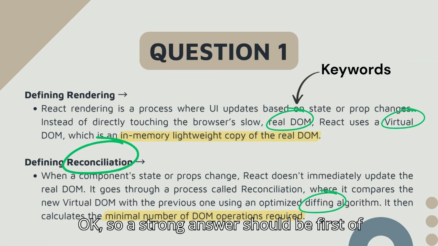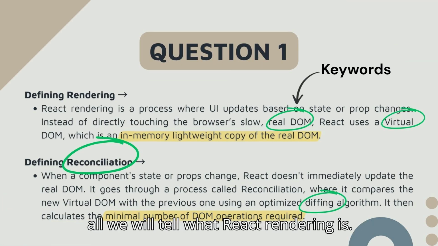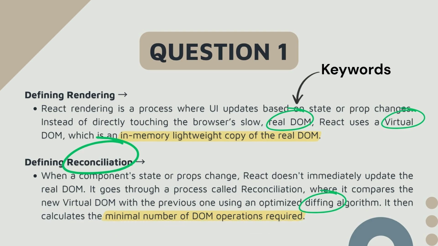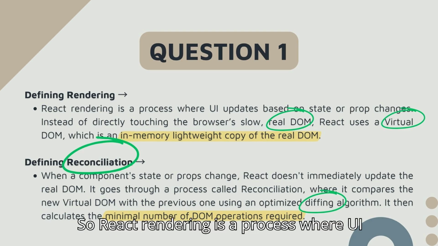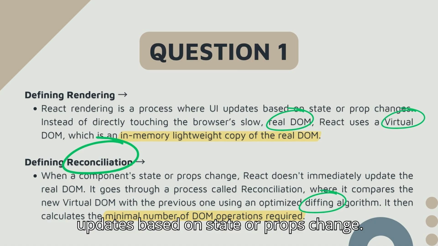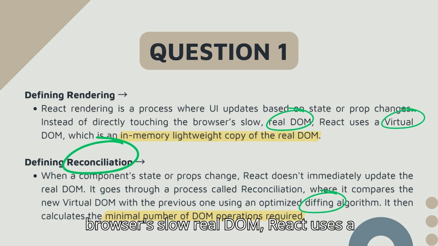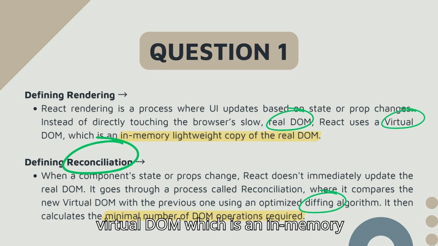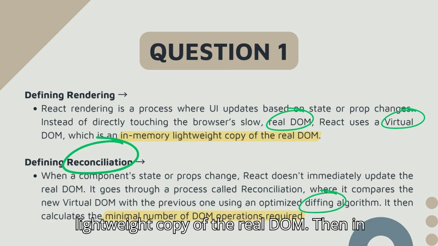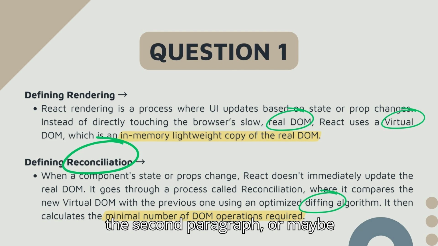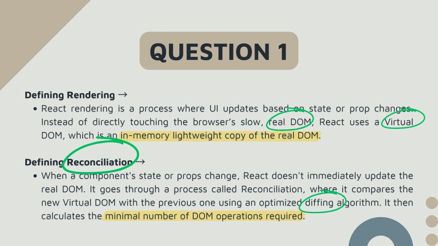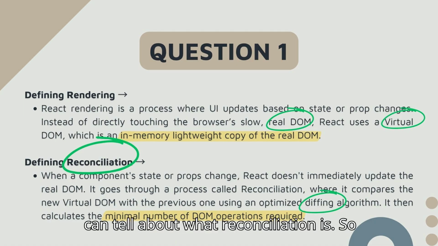Okay, so a strong answer should be, first of all, we will tell what React rendering is. React rendering is a process where UI updates based on state or props change. Instead of directly touching the browser's slow real DOM, React uses a virtual DOM, which is an in-memory lightweight copy of the real DOM.